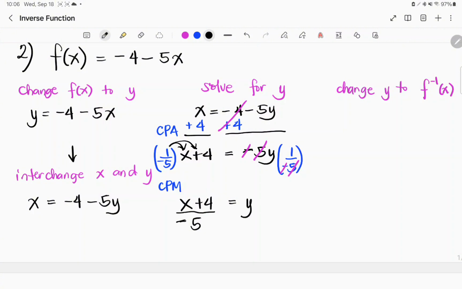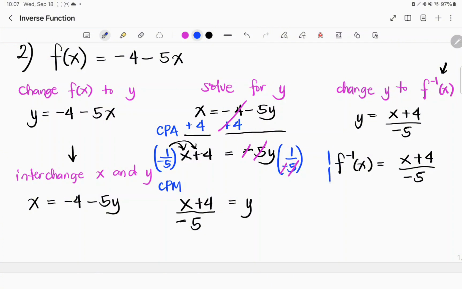So we have here y is equal to x plus 4 over negative 5, and for the last step is to change y to f of negative 1 of x. So y will become f of negative 1 of x is equal to x plus 4 over negative 5. So this is now the inverse of the given function.